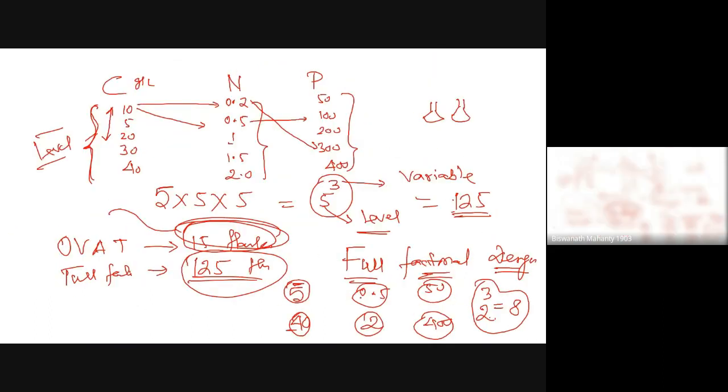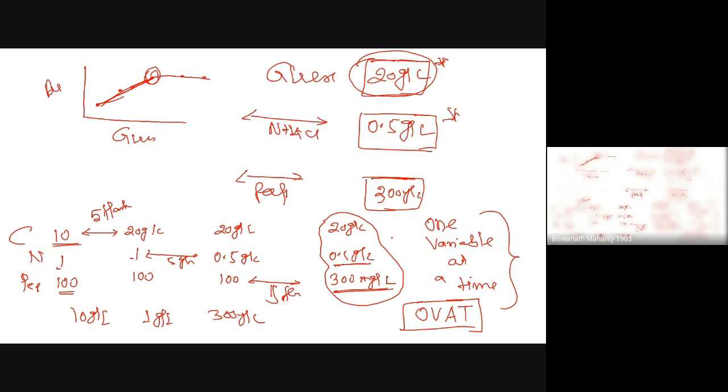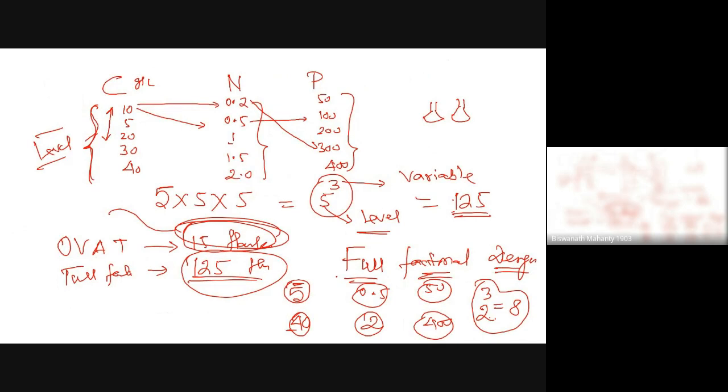What should I do? OVAT is impossible, right? If I do 1 variable at a time, I cannot find anything. It is a very poor approach. Like this, if you do 5, then 5, then 5. So OVAT will not work. If I'm having 6, then 5 into 6, 30. 30 cannot do anything. So OVAT is actually a failure.